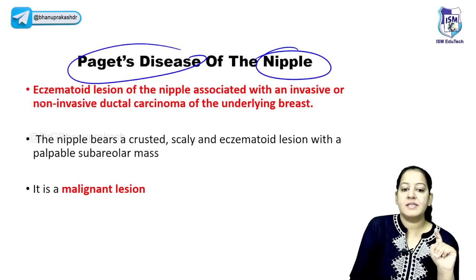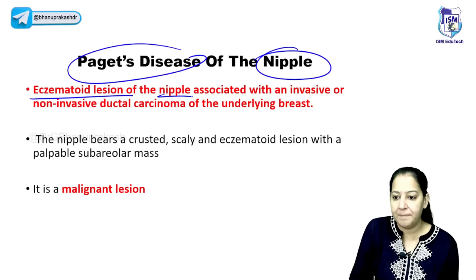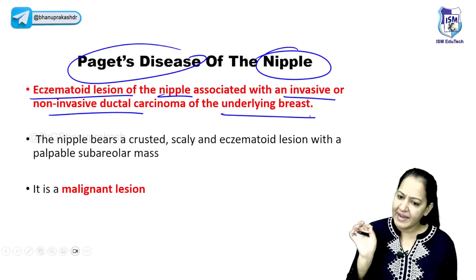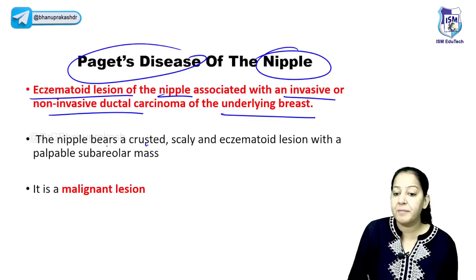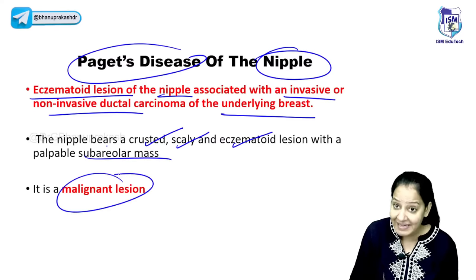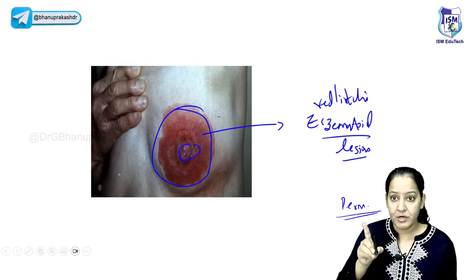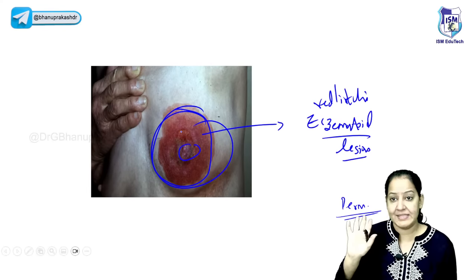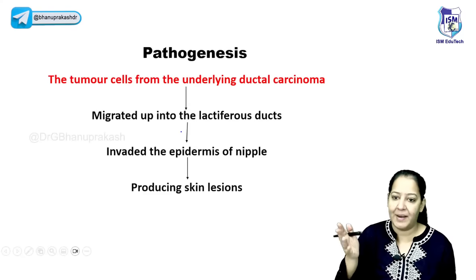So what is Paget disease? It is an eczematoid lesion of the nipple associated with invasive carcinoma of the underlying breast. So underlying hidden carcinoma is there. The nipple becomes crusted, scaly, eczematoid, and you can sometimes palpate a small subareolar mass. It is a malignant tumor. So if you are a dermatologist and any lady presents like that, always rule out the underlying malignancy. It can represent Paget with underlying malignancy, right?